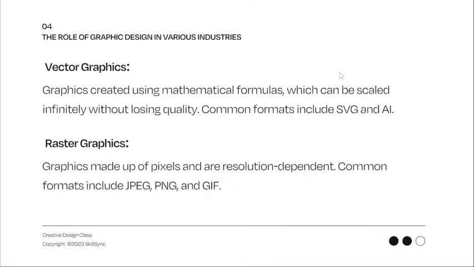Now we come to raster graphics again. We have JPEG, PNG, and GIF. JPEG is the normal image we have. PNG is a transparent image. So most logos are what? Exported or saved in PNG extension. We also have GIF. The GIFs you have been using on WhatsApp are just like short videos, but sometimes images can be saved as GIF.